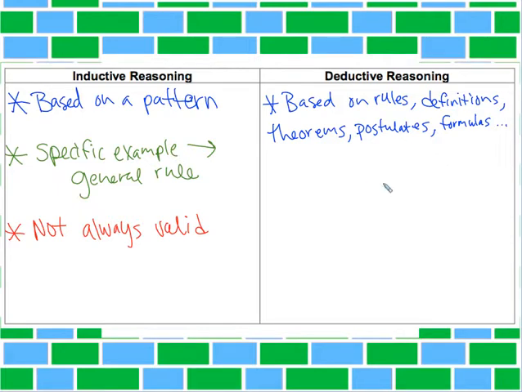Like if I give you the lunch menu and you see that every Wednesday it is chicken, and your conjecture is that we're going to have chicken on Wednesday, that's a rule that was given to you. So that would be deductive reasoning. You didn't base it on a pattern.